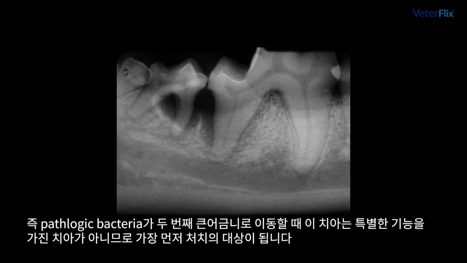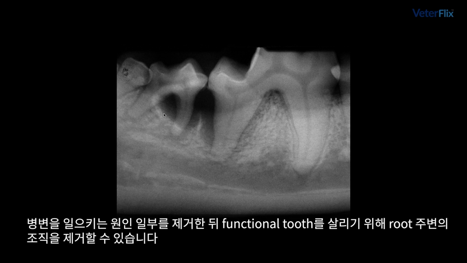So in all cases, when we have this pathology back here, removing this second molar, which is not a highly functional tooth, is the way to approach the initiation of treatment, so that we remove part of the offending factors, and then we can progress to trying to grow new tissue adjacent to this root in order to save that functional tooth that we'd like to retain.